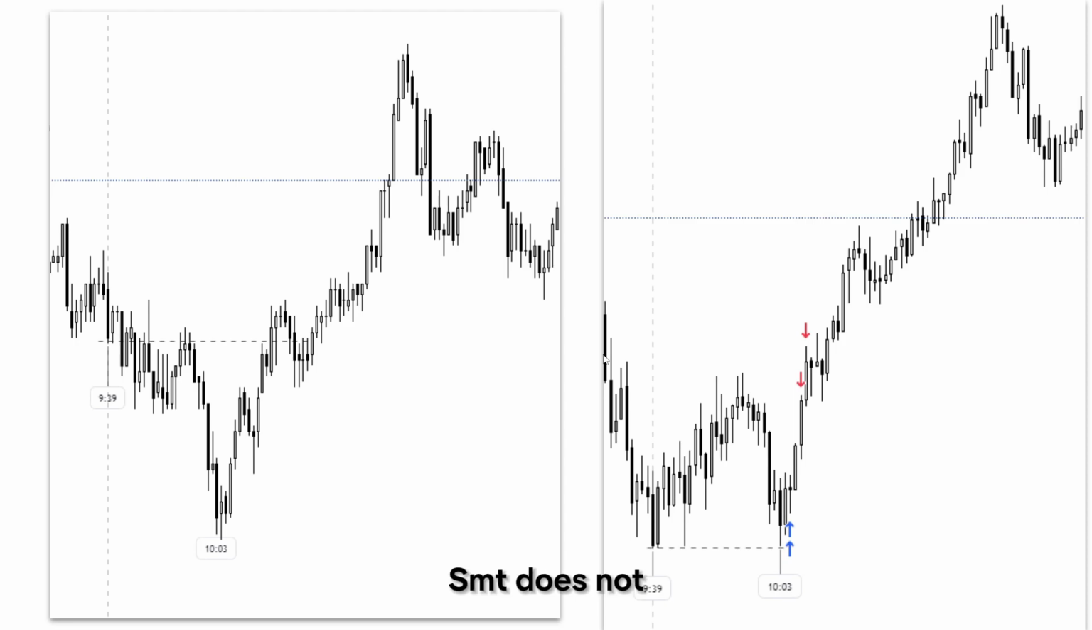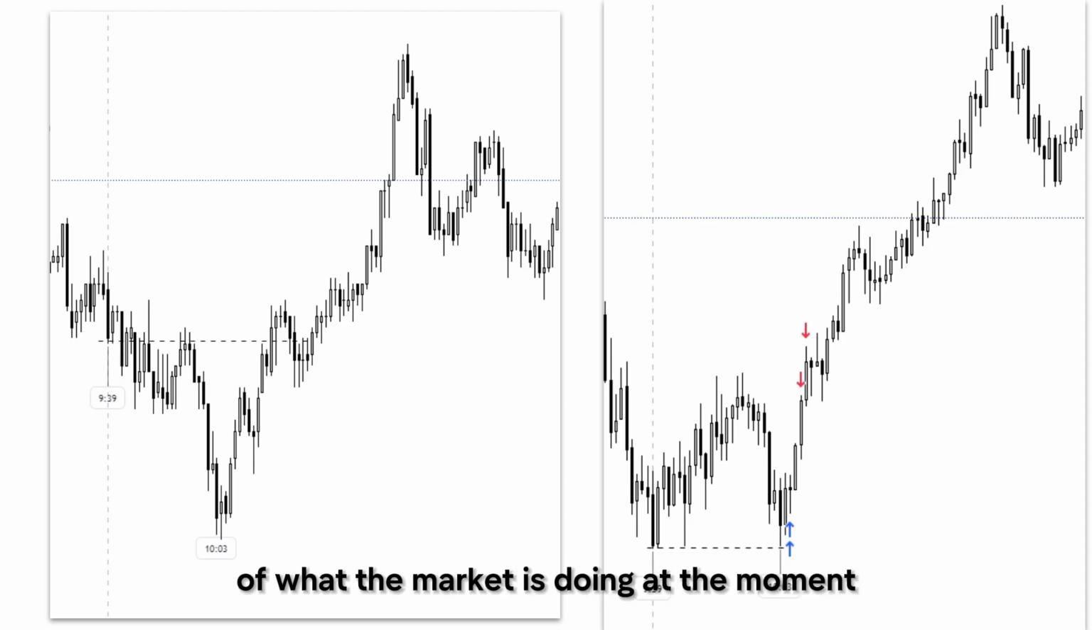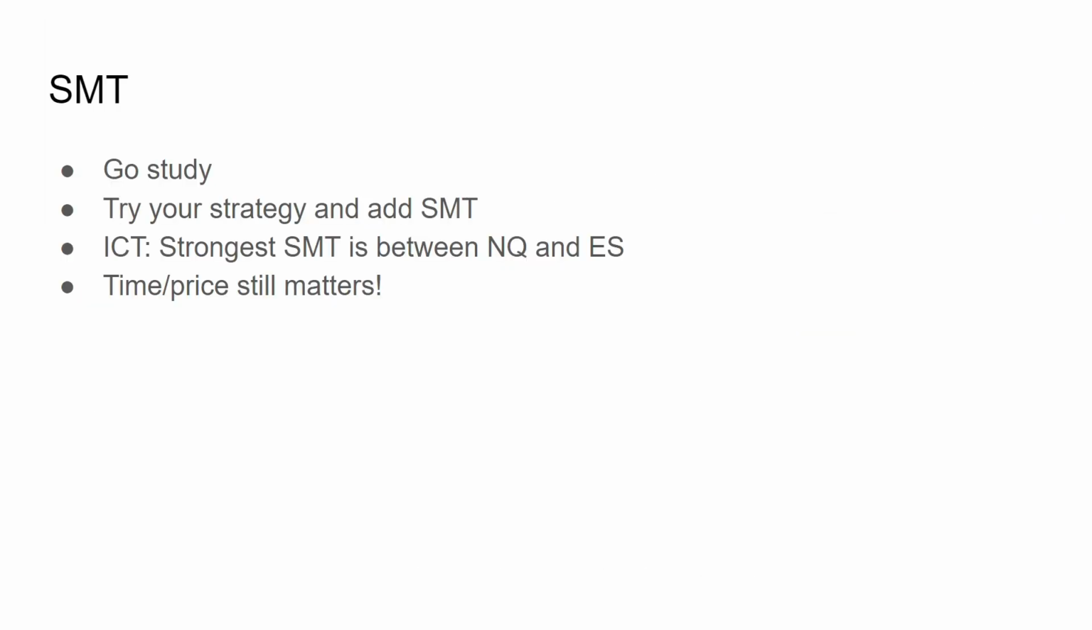So guys, really, SMT does not make your trading more complicated. It just helps you read the chart better. As you can see here, I didn't draw any magic lines in my chart. You just really have to peek at ES or NQ, whichever you're not trading, and just take a glance, and it will give you an idea of what the market is doing at the moment.